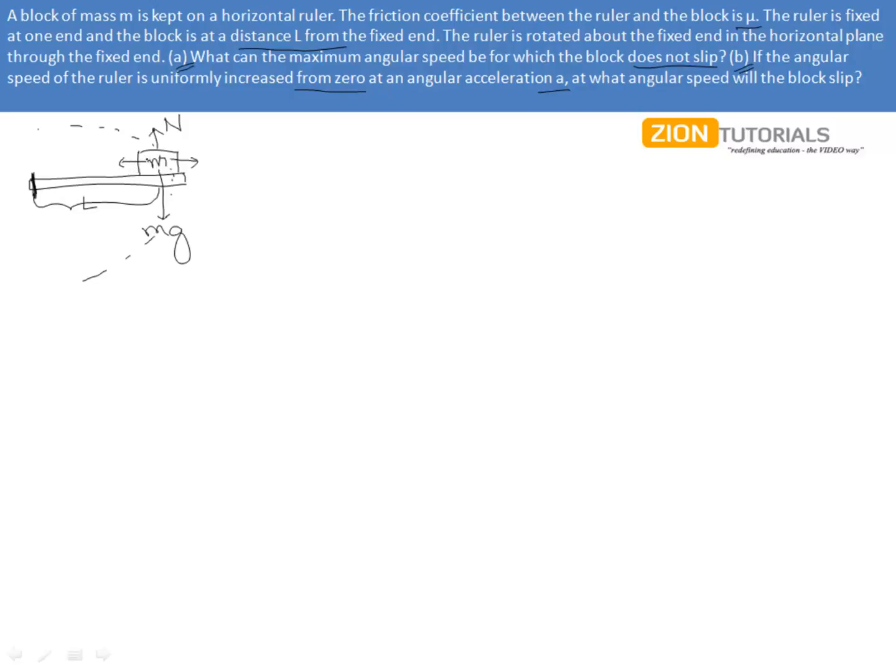So if discussing the problem with respect to this ruler, we can say that the frictional force is actually balancing the outward centrifugal force, which is equal in magnitude to the centripetal force, that is m omega square L. Now mu mg equals m omega square L, giving us omega equals under root mu g over L. So this is the maximum angular speed for which the block will not slip.